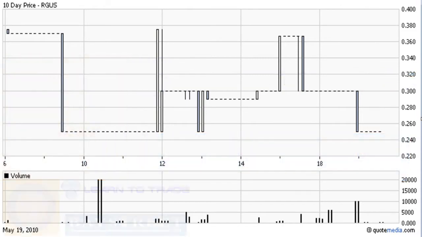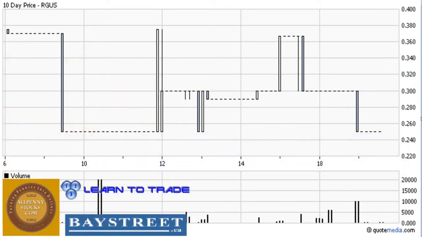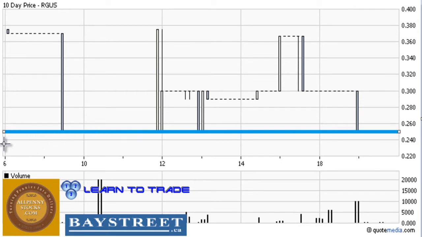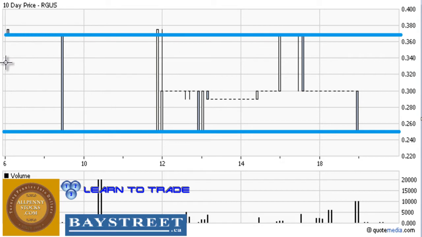123learntotrade.com. Right now we're taking a look at the 15-minute chart of RGUS going back approximately 10 days, and we can see that there's a very distinctive price channel. However, it's covering a very large area of price. Now we can see that there's an area of support that exists right around the 25-cent level, which I'm going to draw in right now. And we also have an area of resistance around the 37-cent level, which is right here.